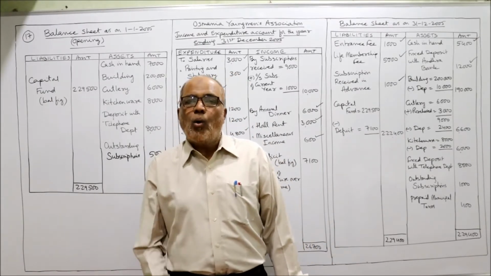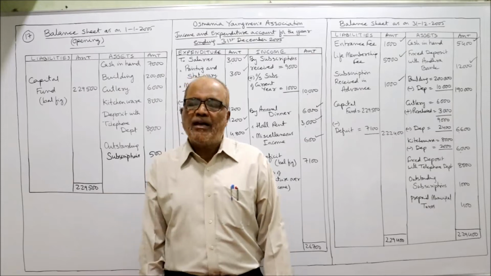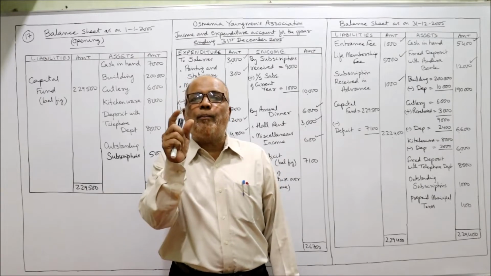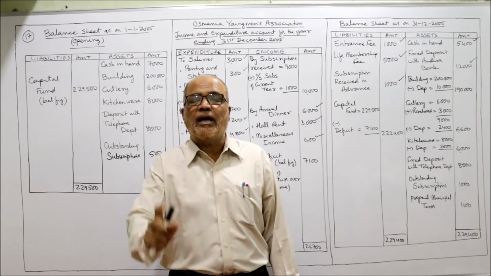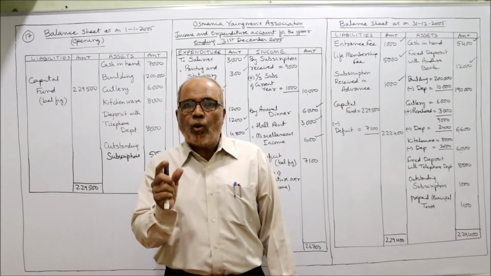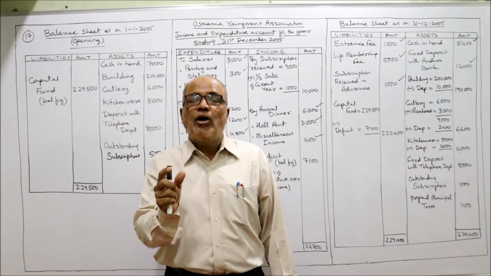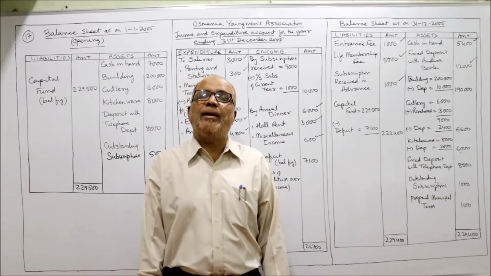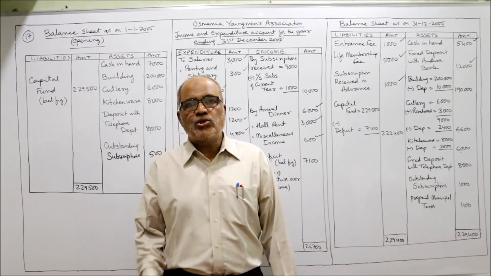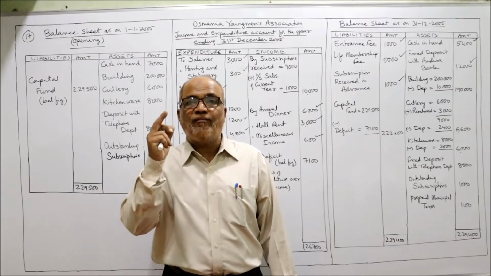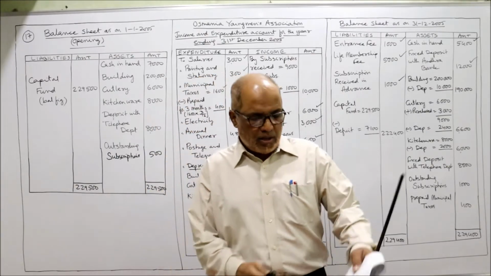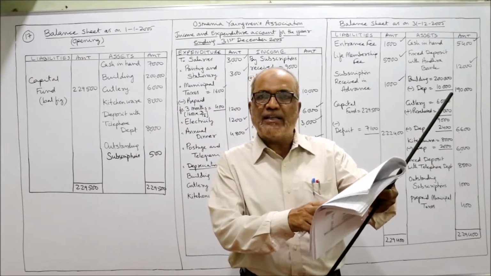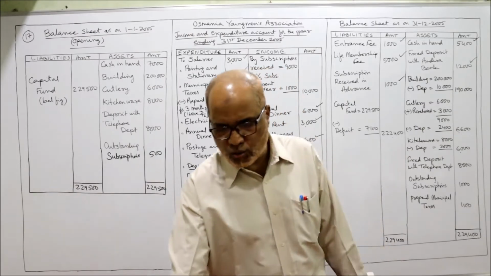Beginning of the year. Why is the data regarding the beginning of the year given? Because we don't have the opening capital fund. To find out the capital fund, we have to make the opening balance sheet. So we make the opening balance sheet on 1st January 2005. On 1st January 2005, the association had a building worth rupees 2 lakh.